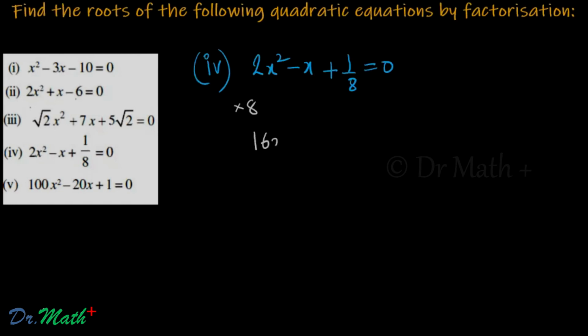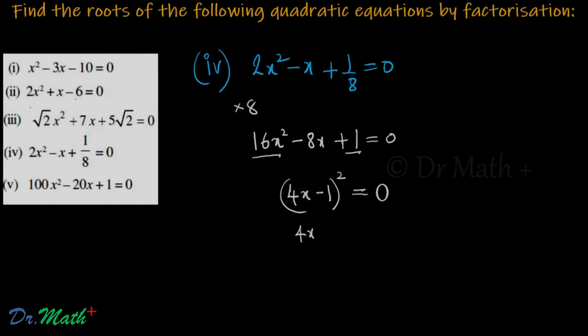8 2s are 16x square minus 8x plus 1 equals 0. But if you observe 16x square minus 8x plus 1 equals 0, we have a perfect square in the beginning and a perfect square at the end. And we can very easily guess that this is expansion of 4x minus 1 the whole square. RHS we have 0, so I'll write it as it is.